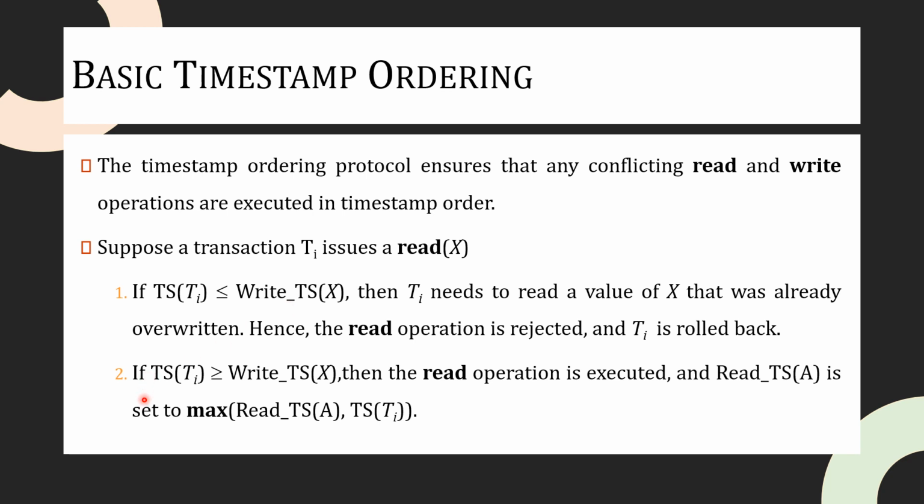In the second case, if the timestamp of Ti is greater than or equal to the write timestamp on X, then the read operation is executed and the read timestamp of X is set to the maximum of the read timestamp of X and the timestamp of the transaction Ti. Whichever is the maximum value among these will be set as the read timestamp of X. So the timestamp ordering protocol ensures that the conflicting read and write operations are executed based on the timestamp.